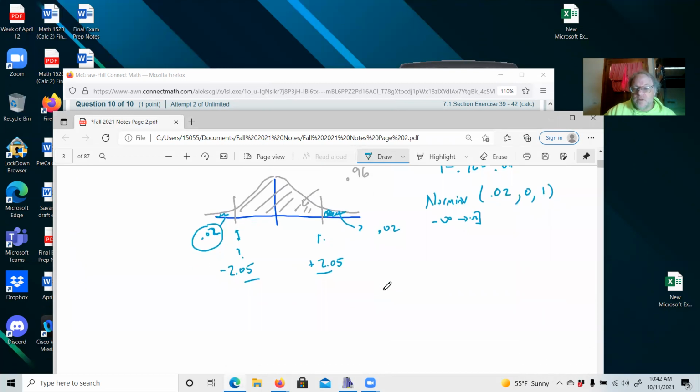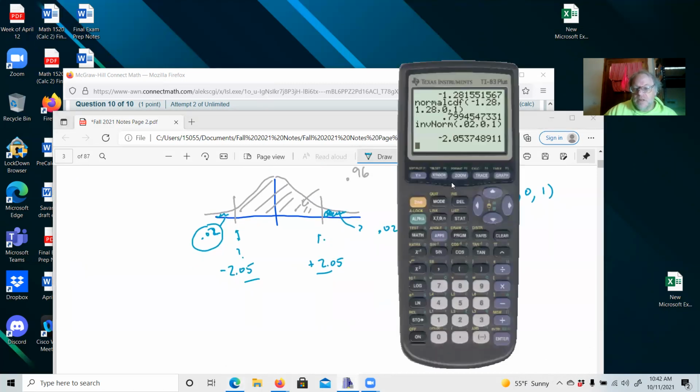So let's double check ourselves to make sure. We're going to say second function, distribution, norm CDF. We're going to do negative 2.05, comma, to positive 2.05. We need our mean and our standard deviation. We should get 96%, or close to it. 0.95696. So this is 96% to 2 decimal places. So we're pretty good.